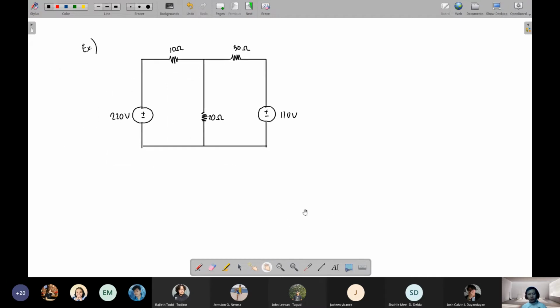Okay? So there is a question. Solve for the current. Okay, solve for the current flowing in every resistor. Solve for the current flowing in every resistor. Okay, let's apply the steps.